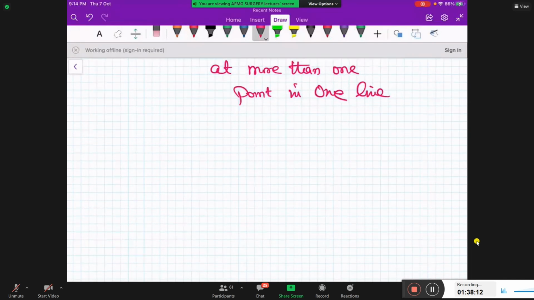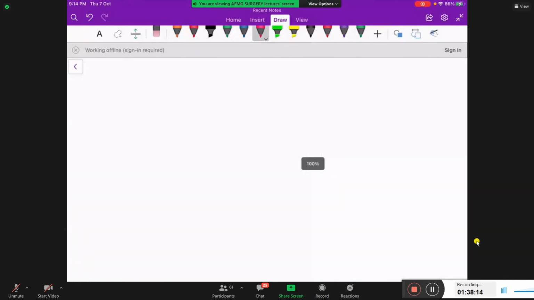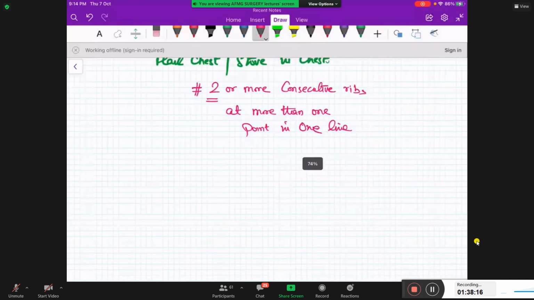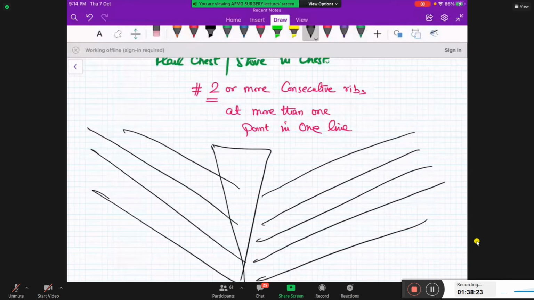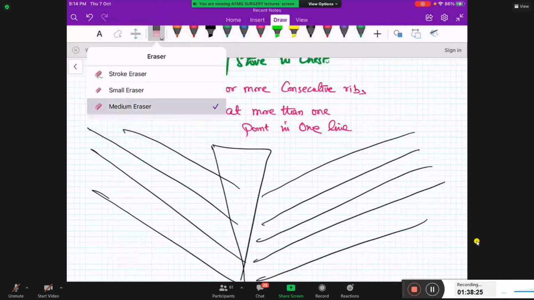What does this mean? Let's understand the meaning. Imagine this is the thorax. Imagine this is thorax. Will this lead to flail chest? Tell me.